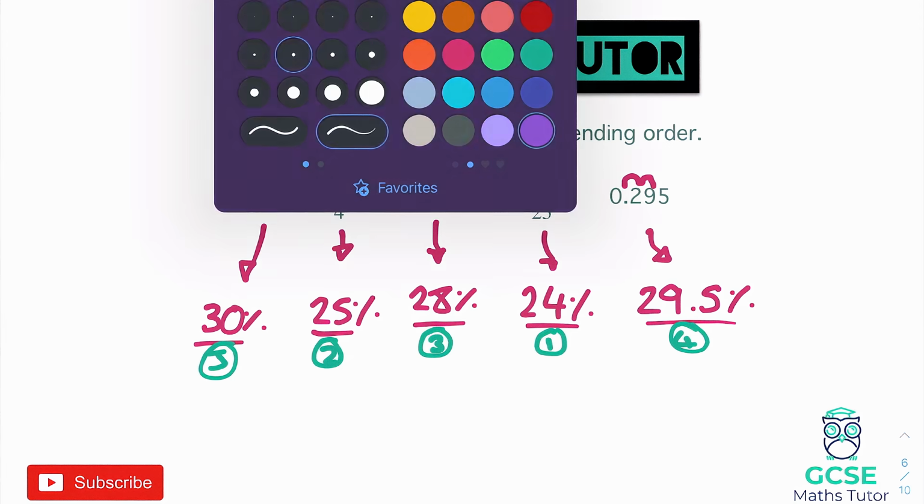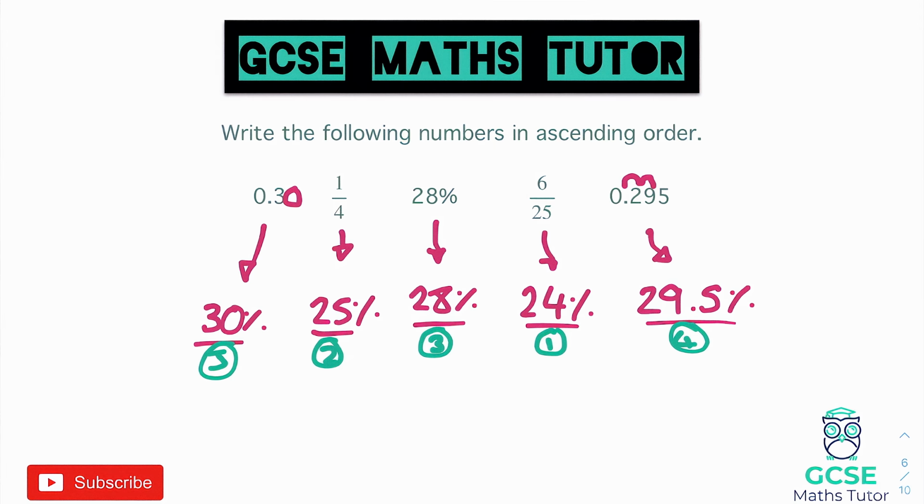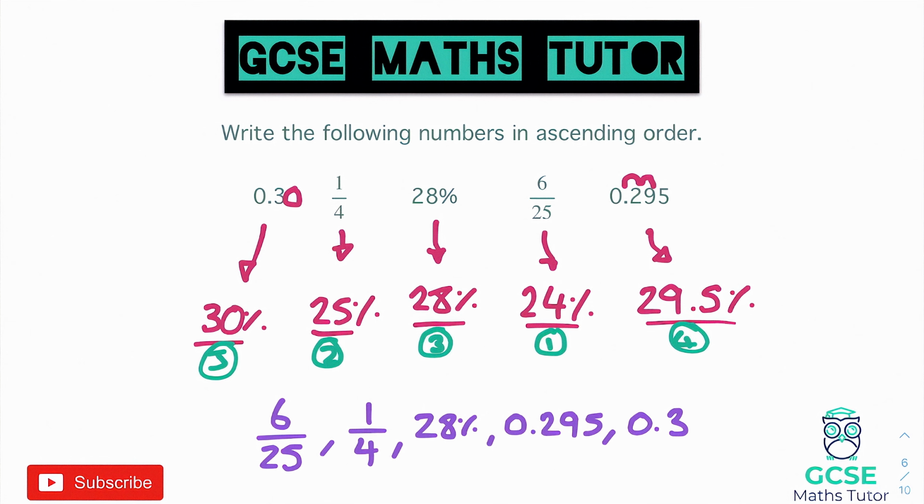So now we've got that done, let's just write the original parts in order. So the first one was the 24%, and that was 6 over 25. The next one was the 25%, and that was 1 over 4. The next one was 28%, and that was already a percentage, so that's fine to leave it. The next one was the 29.5%, which is 0.295. And the final and biggest part was the 0.3. And there we go, we've written them all in ascending order using our conversions.